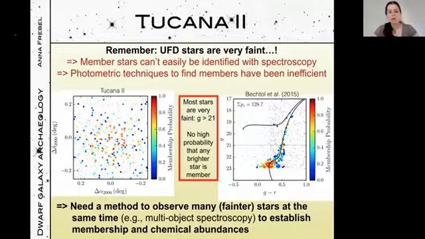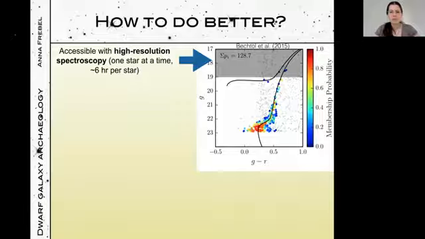So if you want to study further away galaxies with fainter stars, you're kind of out of luck quickly to really determine what's actually part of the galaxy. So we need some clever workarounds.